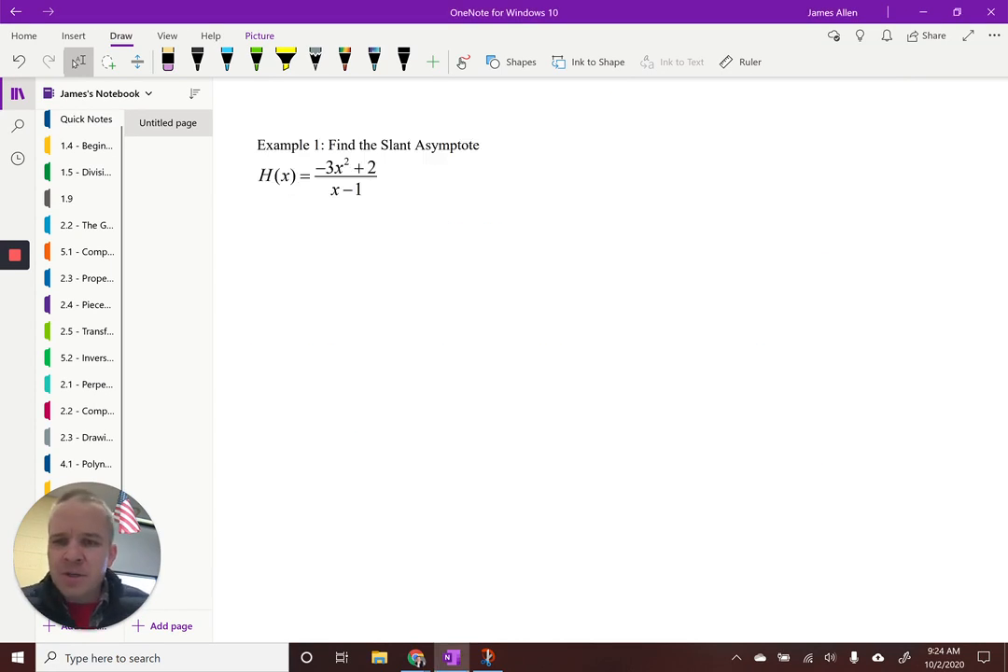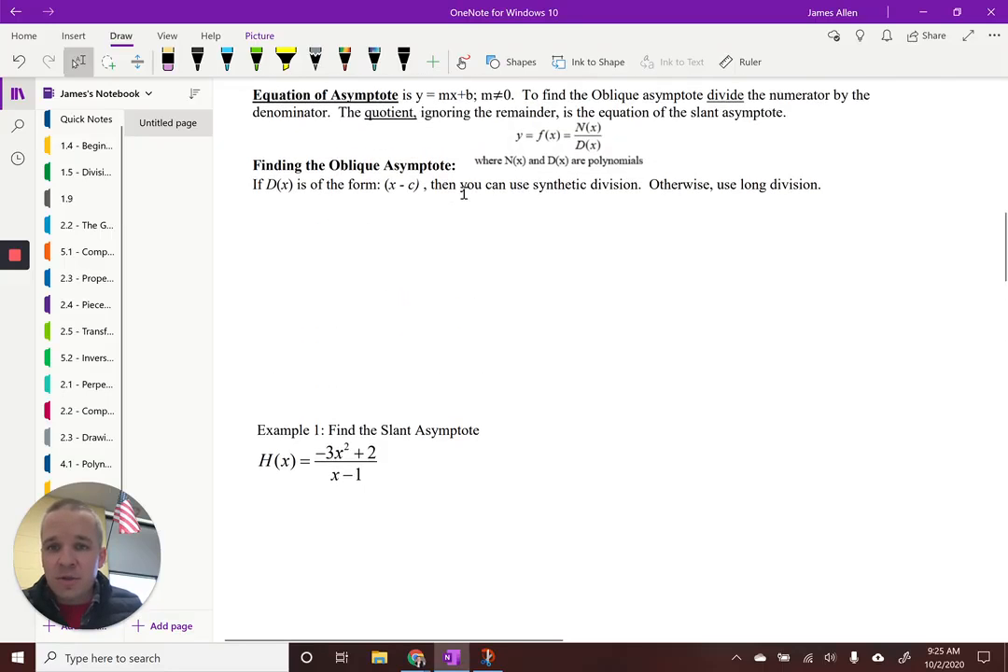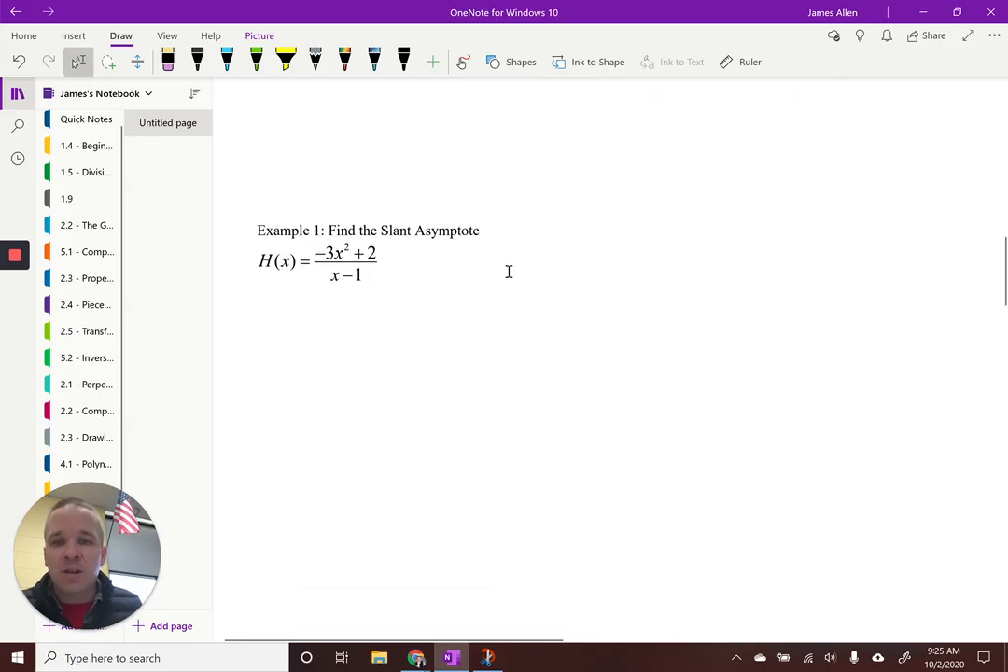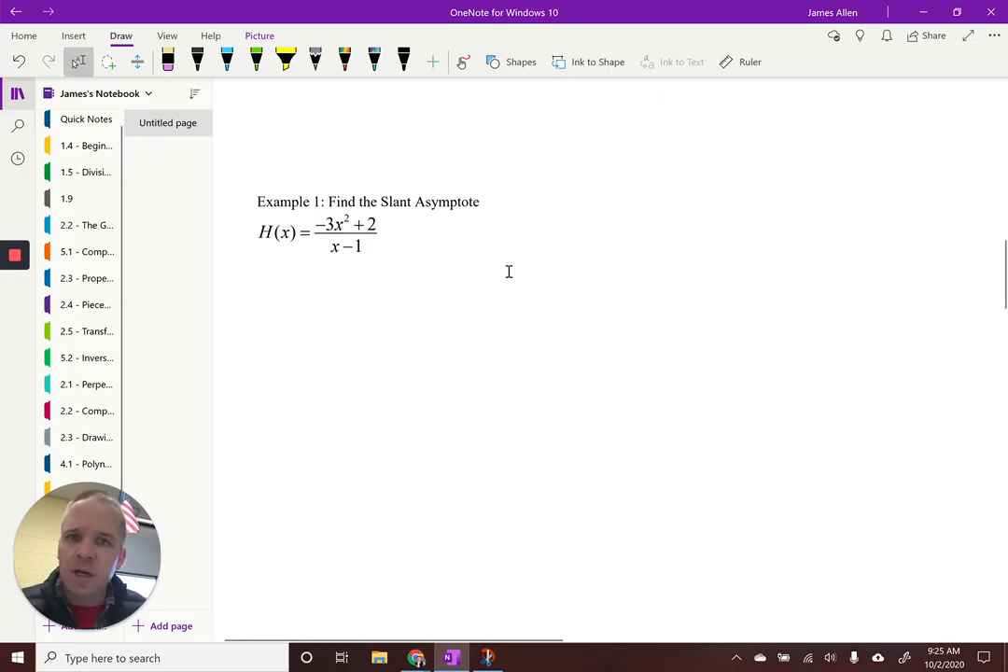All right, so here it says find the slant asymptote, otherwise known as an oblique asymptote, but who can spell oblique, right? We should know how to spell oblique. It's not pronounced oblique, okay? It's oblique. Excellent. So here I have a denominator of the form x minus c, right? So that means I can use synthetic division. Excellent. I can avoid long division. I have a feeling long division will be coming though. So I will do some synthetic division.